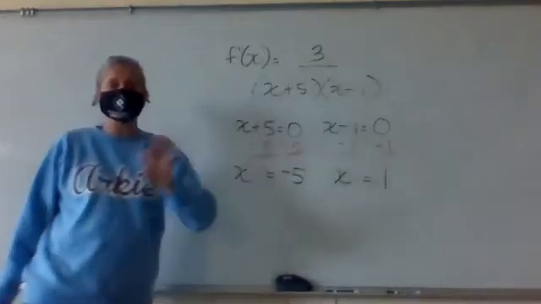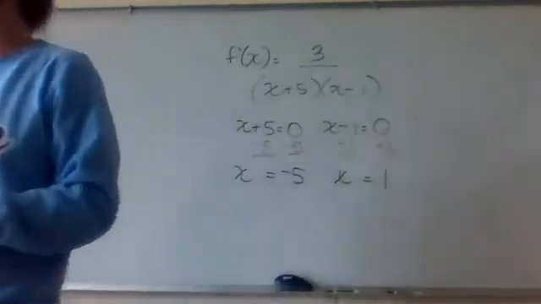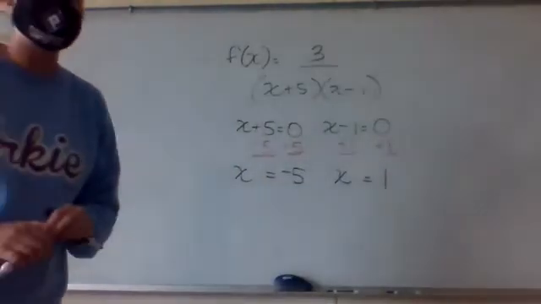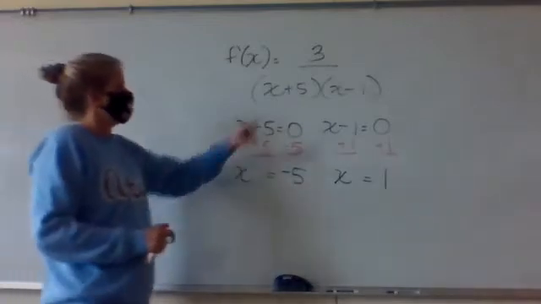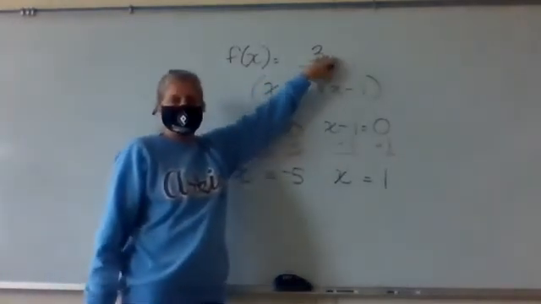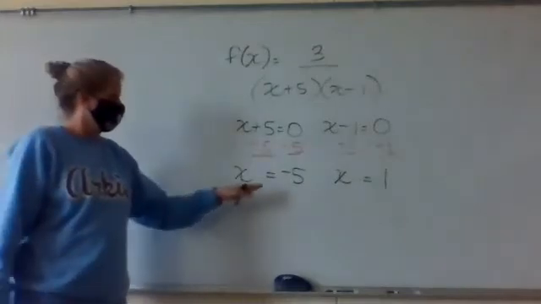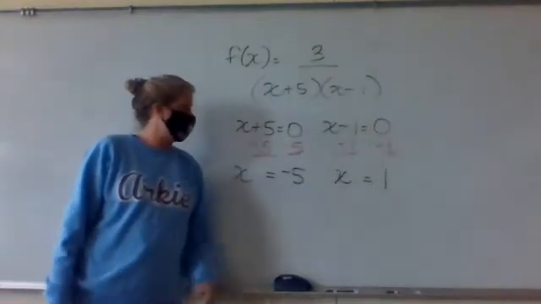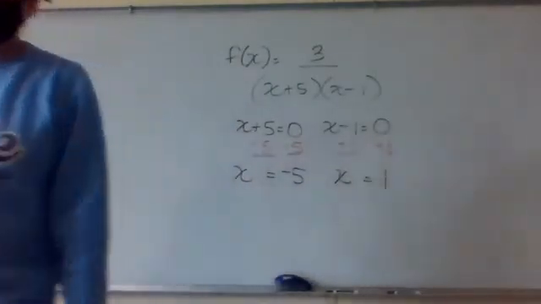When I look at the numerator, I don't see any x's, which means I don't have to worry about there being any zeros up there. Nothing can turn this 3 into a 0 because it doesn't have an x with it to change it. So it's always going to be 3. So your vertical asymptotes will be at x equals negative 5 and x equals 1.